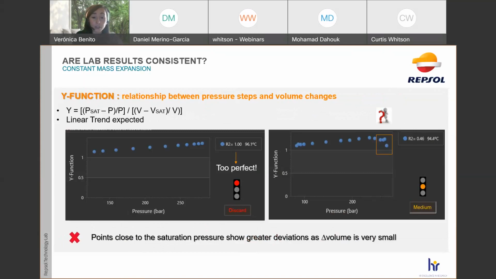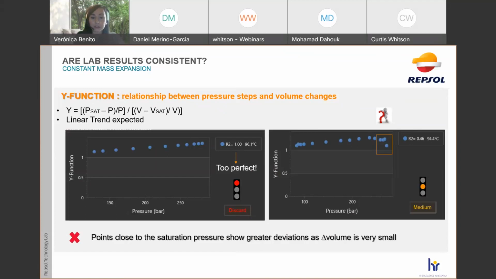So apart from the compositional analysis, we also analyze the consistency of other common experiments for oil and gas samples, such as the CCE or constant composition expansion experiment. Here, the objective is to check the relationship between the pressure steps and the relative volume changes through a variable called Y function. This Y function should be linear versus pressure, so a linear regression coefficient again could be automatically calculated, no, as previously in the Hoffman plot.